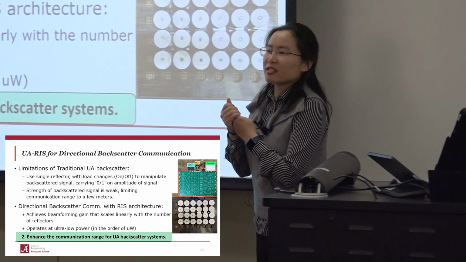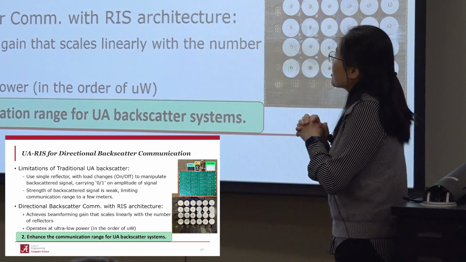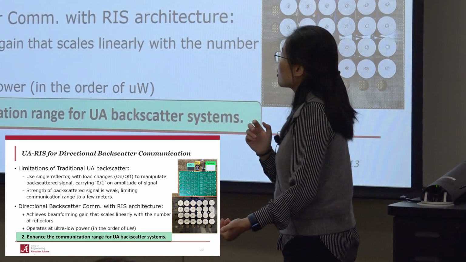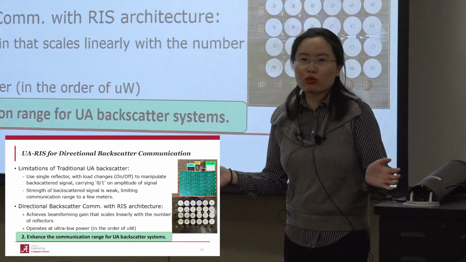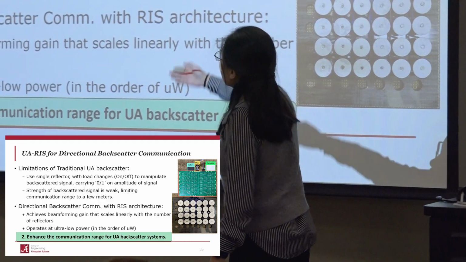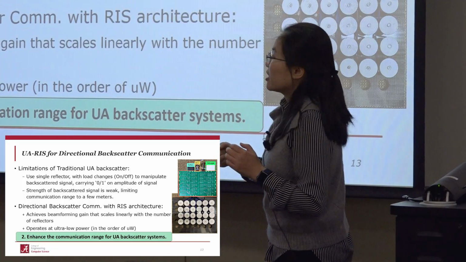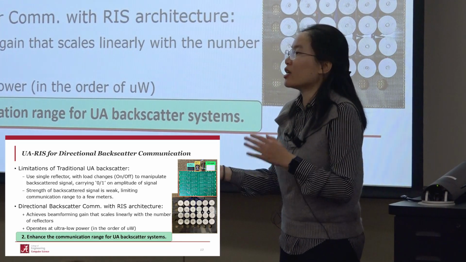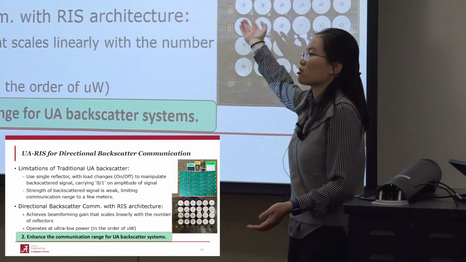So that is the first application of UARS. And then our second, because our second challenge is whether we can extend the communication range of the backscattered communication. So the traditional backscattered communication has a very similar architecture to the RIS. So that's why we can use the RIS structure to enhance the backscatter communication.